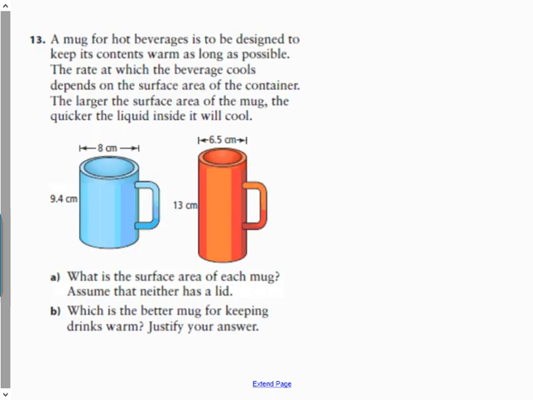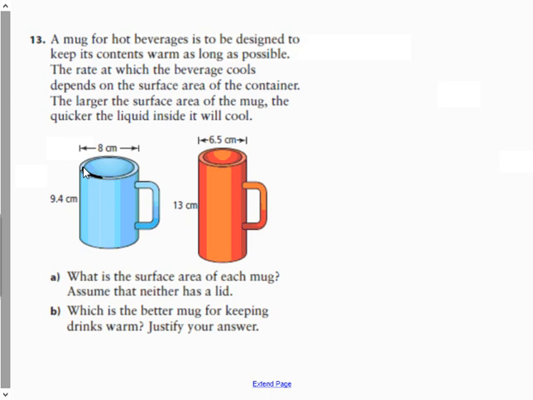Question 13 gives us 2 mugs and asks us to calculate the surface area of each mug. So what we're assuming too, and this is one that we talked about before, we're assuming that this thickness here does not exist. So what we're really calculating is the internal surface area that touches the liquid. So if these mugs were filled, we're going to consider the surface area to be that which is inside and touches the liquid.